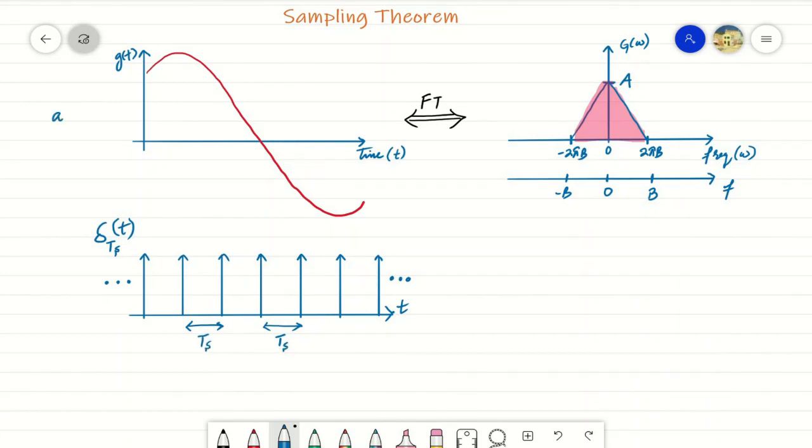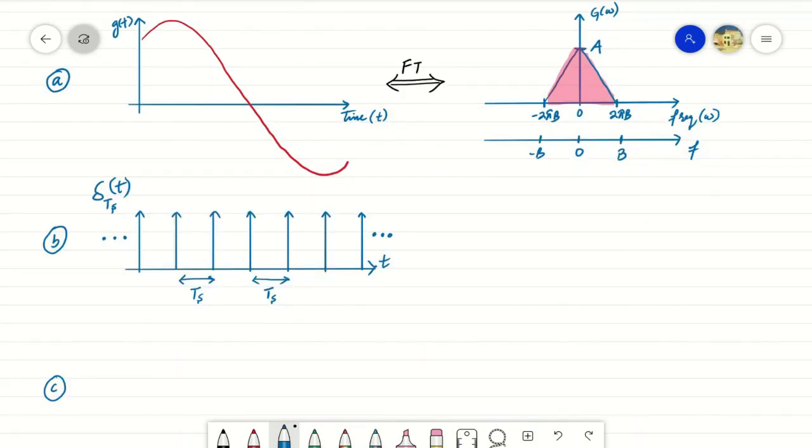After multiplying the signal g(t) that is plotted in figure A with the signal that is plotted in figure B, which is a train of impulses, we can obtain the sampled version of signal g(t), which we can refer to as, for example, g bar of t. This sampled signal consists of impulses spaced every Ts seconds, which are scaled according to the amplitudes of this given analog and continuous signal g(t). So after multiplying these two signals, we can obtain a signal, for example, as plotted in figure C.